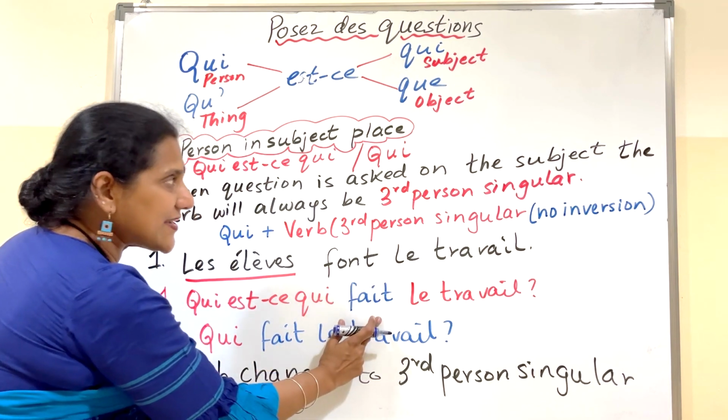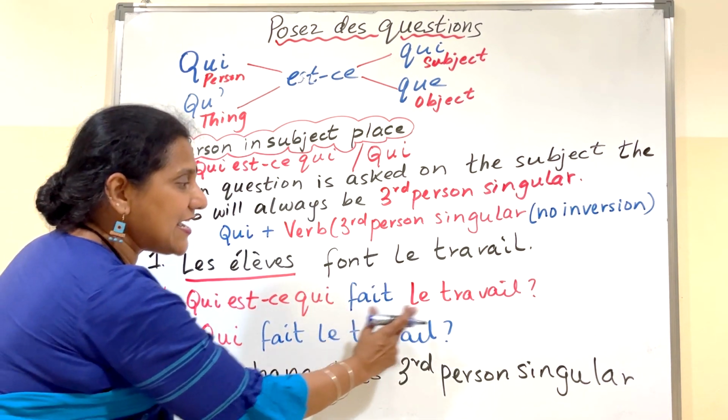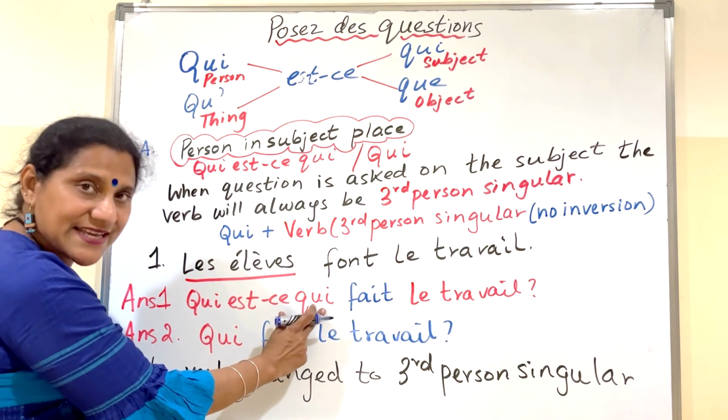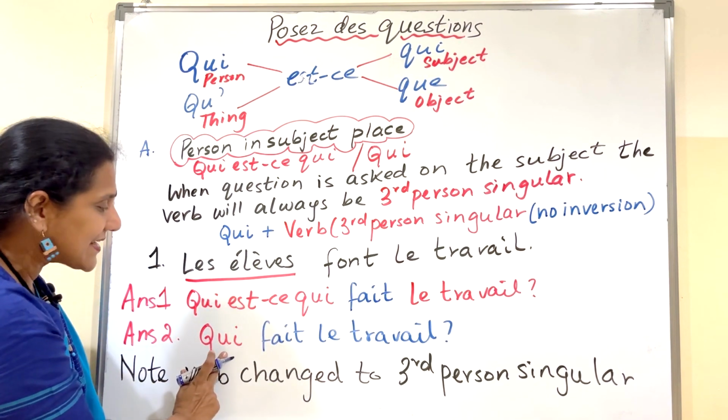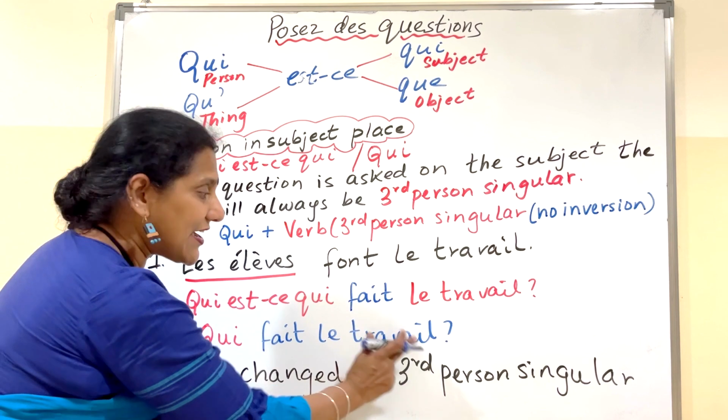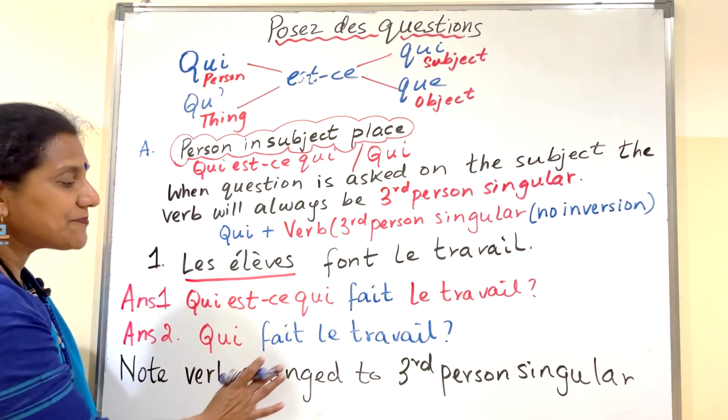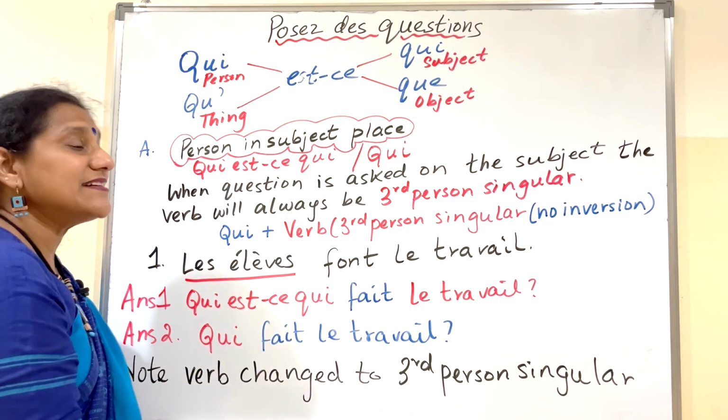The verb has to be changed to third person singular. So, fait le travail. If I don't want to write qui est qui, I want to write the short form. Qui fait le travail would be the question. So, note verb changed to third person singular.